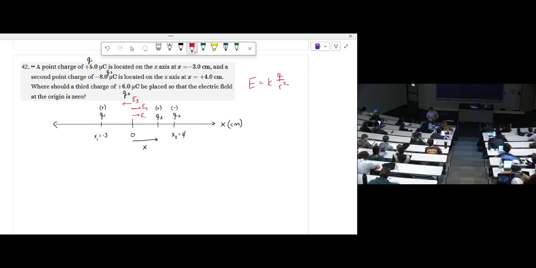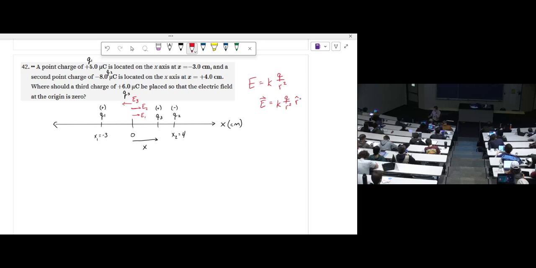And so what I would end up getting here, let's see, how can I think about this? We've got E. Oh, yeah, okay. The vector form of this is equal to k q over r squared times r hat. There it is. That's what I was trying to think of.